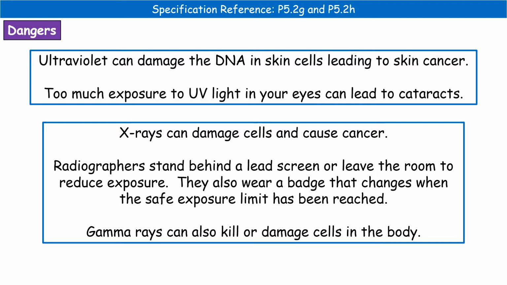As we said, X-rays we can use to kill cancer cells and to image our bones, but they come with a slight risk here because they can also damage the cells and cause cancer. In order to minimize the risk to those people who actually work in hospitals to take those images of your bones, the radiographer, they stand behind a lead screen or they'll leave the room when they actually take the X-ray to reduce their exposure. Finally, the gamma rays, just be aware that even though we're using them obviously to kill cancer cells, they can also kill or damage normal cells in the body too.